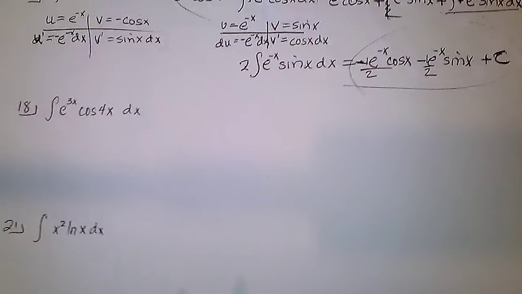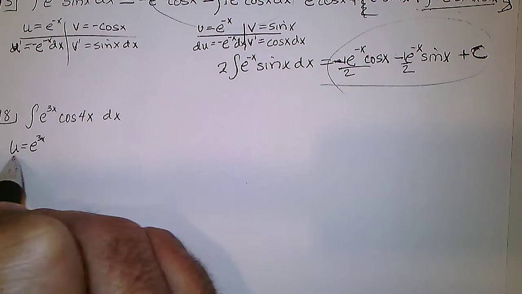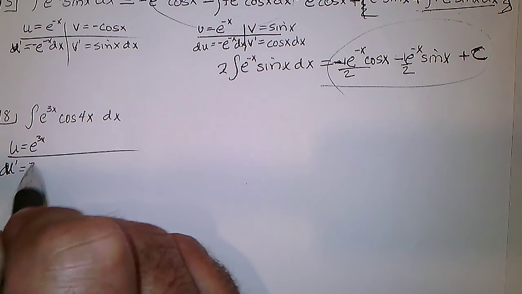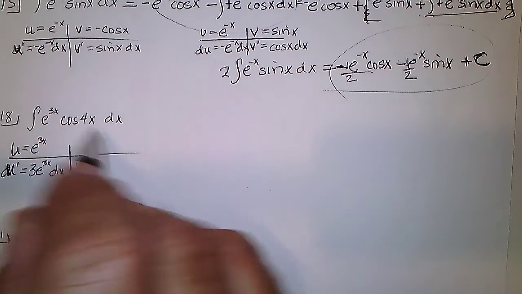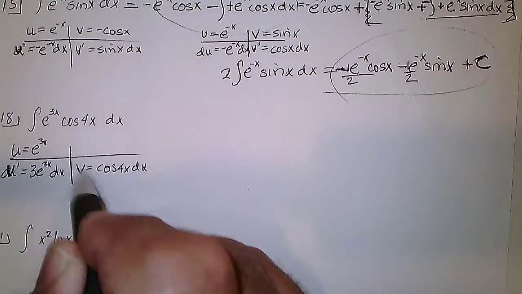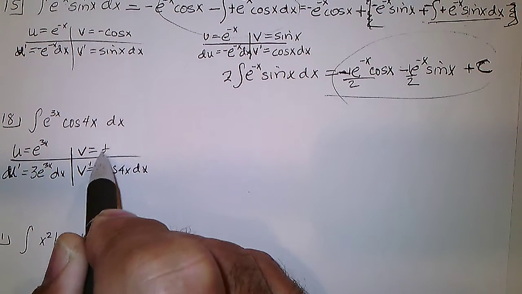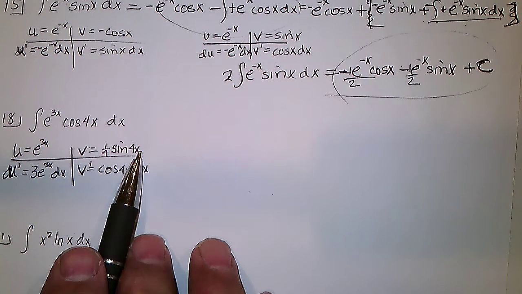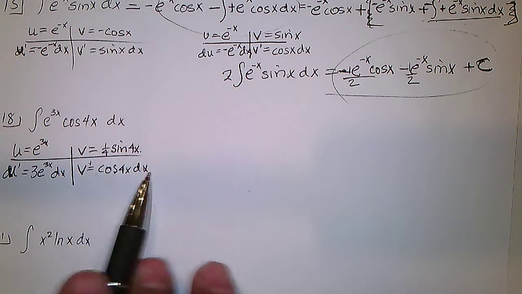Let's see if we can do this. So I'll let u equal e to the 3x, u prime equals 3e to the 3x dx. And if I let v prime be the rest, cosine 4x dx, then v equals 1/4 sine 4x, because the derivative of the sine would be cosine times the derivative of the inside, which would be a 4, and the 4 times the 1/4 would cancel and make it cosine 4x.